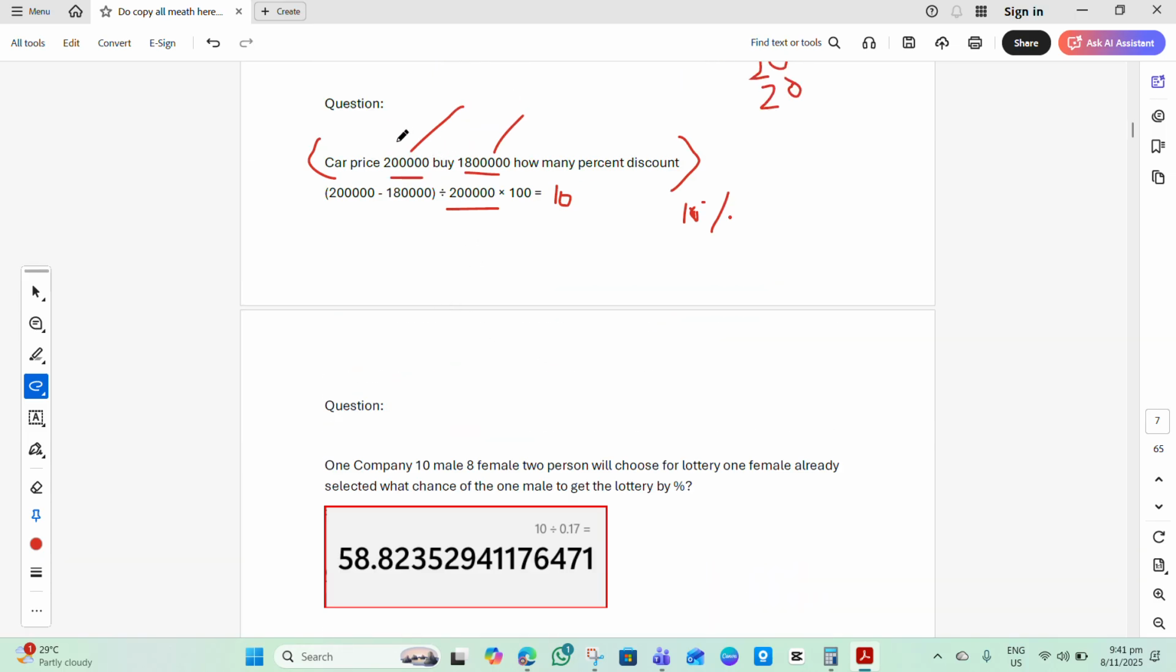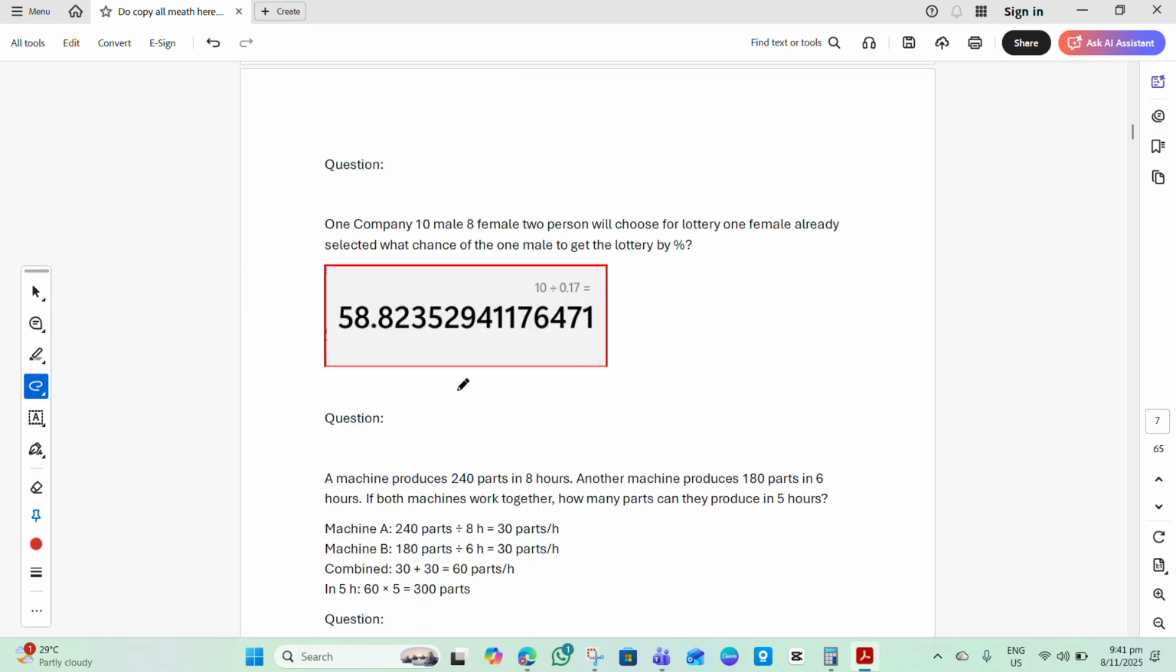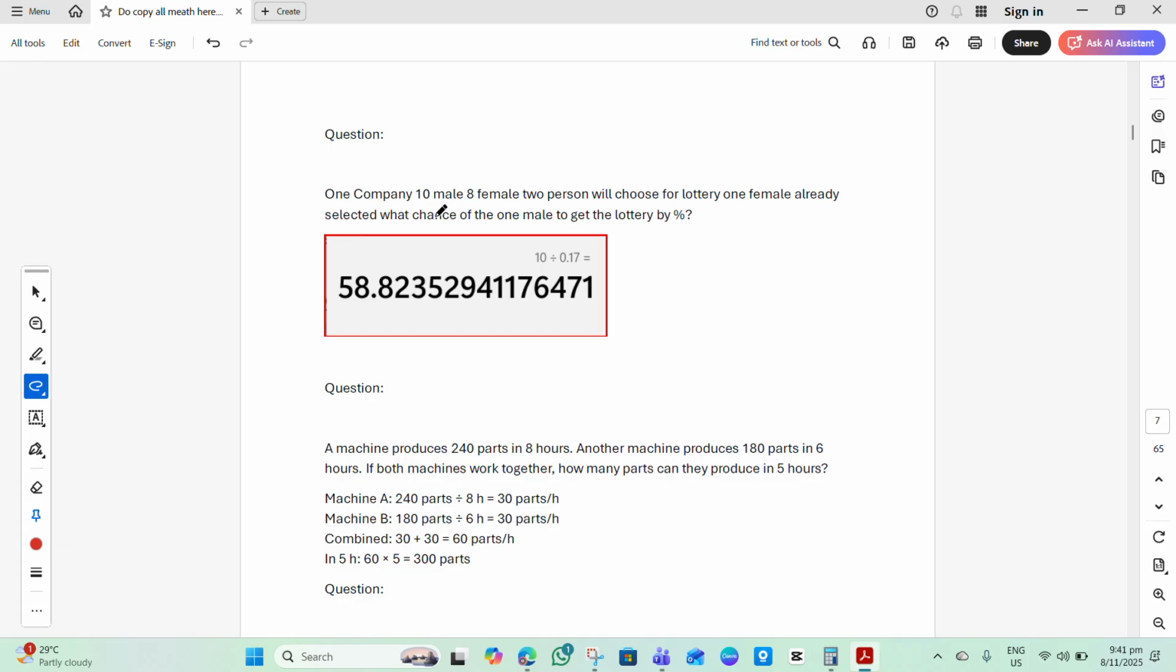No, exactly the same, 10%. Okay. One company has 10 male and 8 female. How many percent will be chosen for the lottery? One female is already selected. What is the chance of the male to get the lottery? So male is 10%.